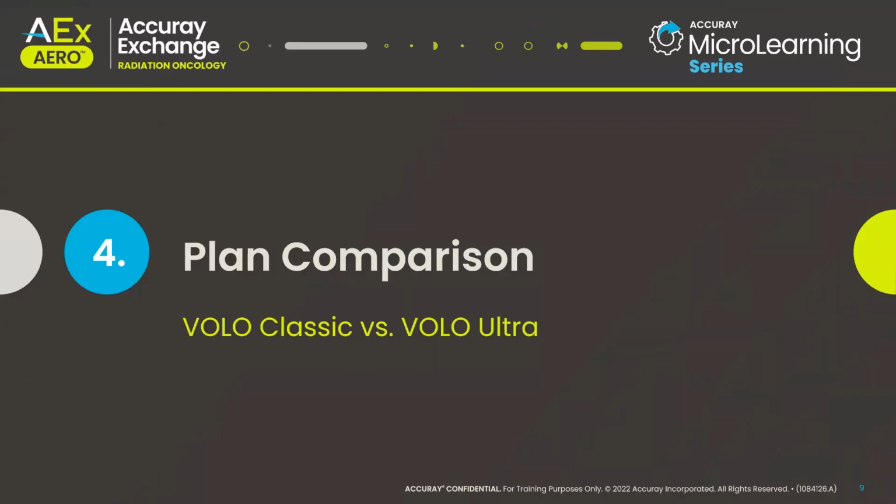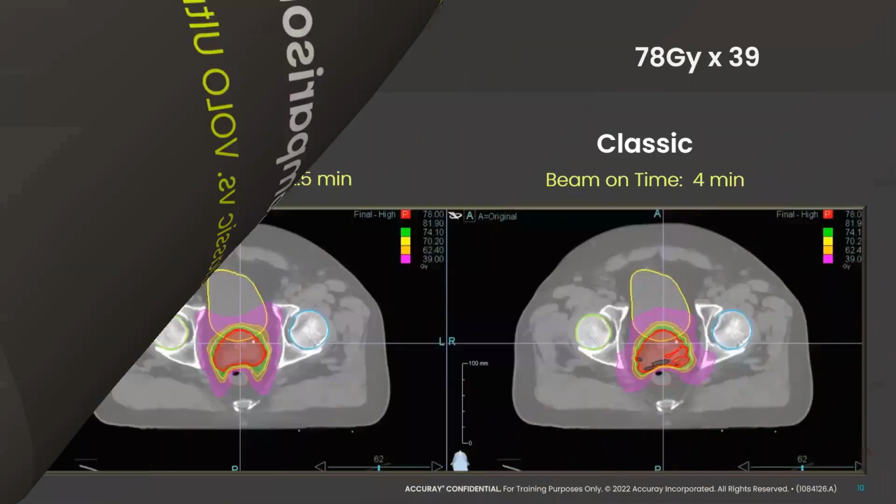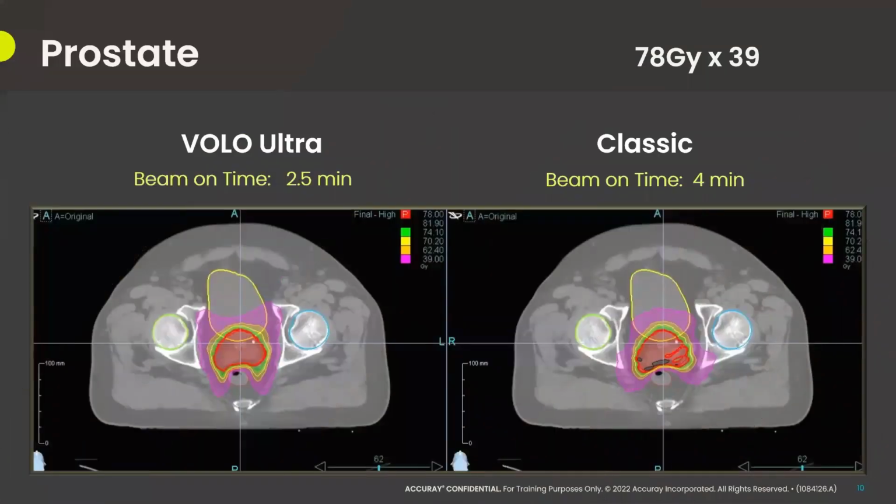So now I'd like to share the highlights from the results of a few cases that were replanned on our VOLO Ultra. So I'm going to start with this prostate patient. For this case, there were minimal changes between the dose distribution for each planning system.